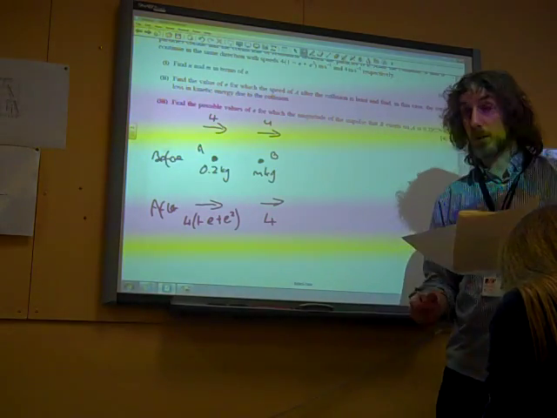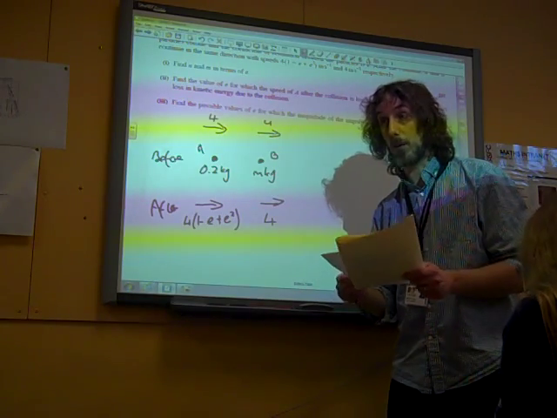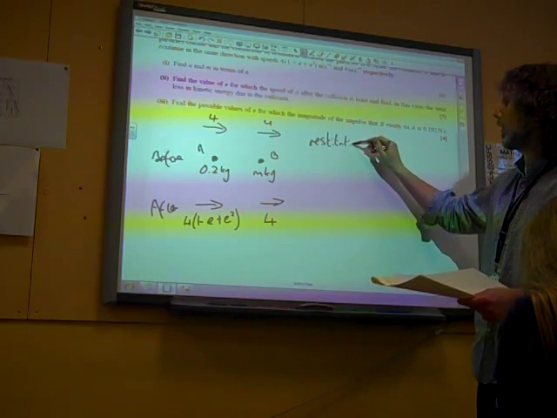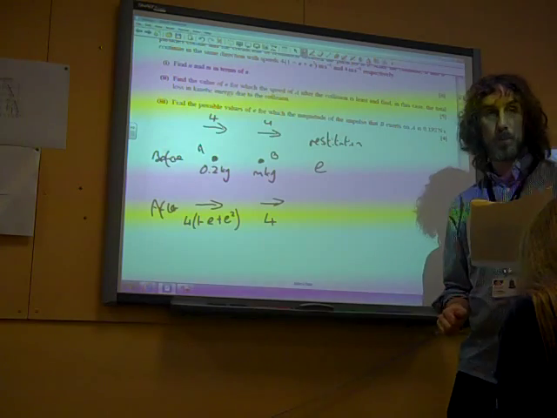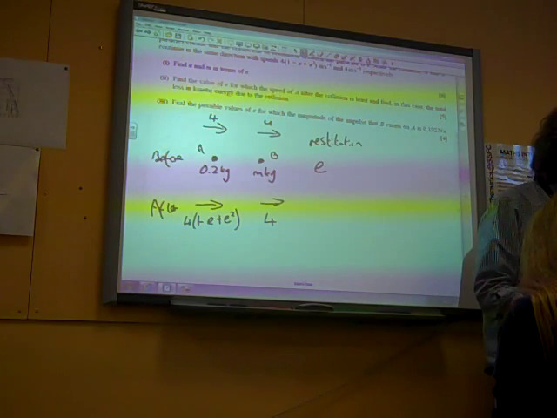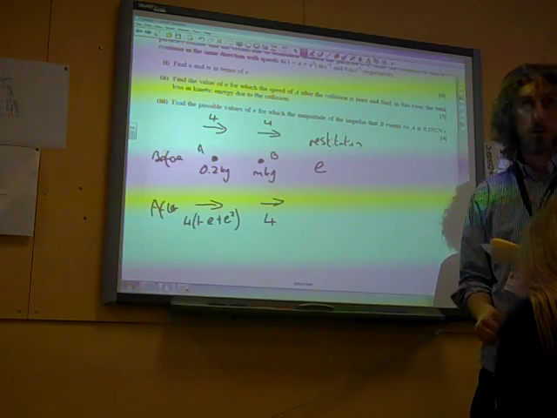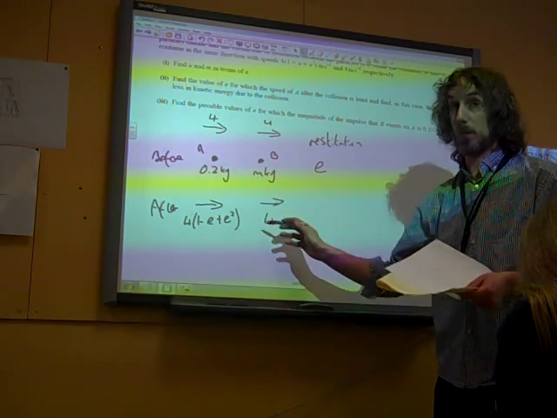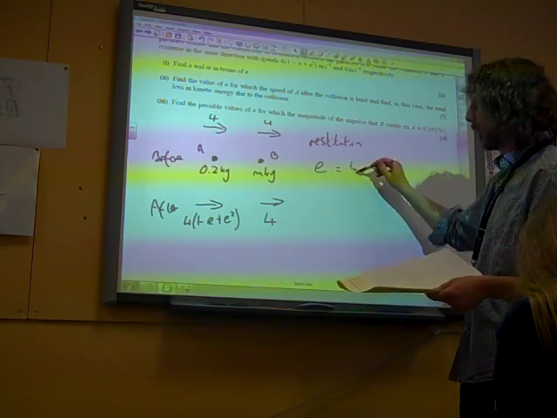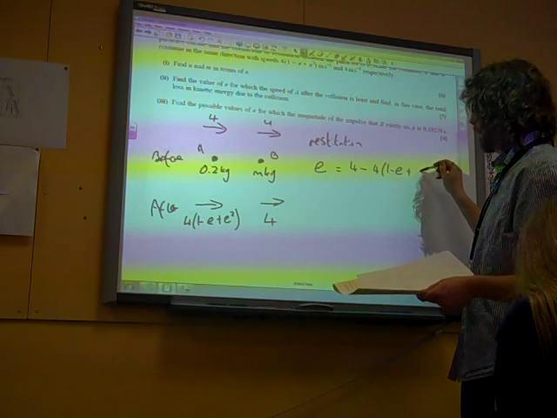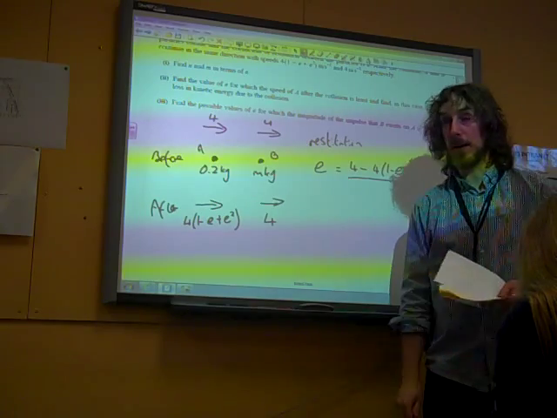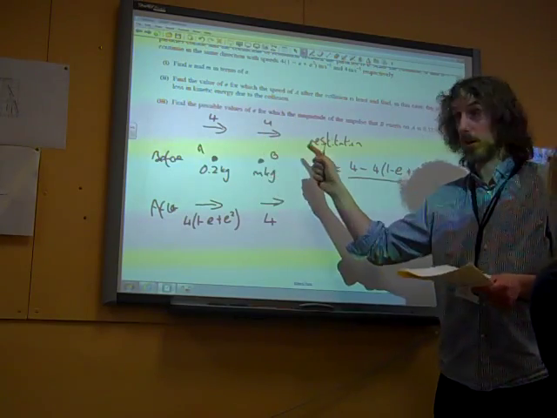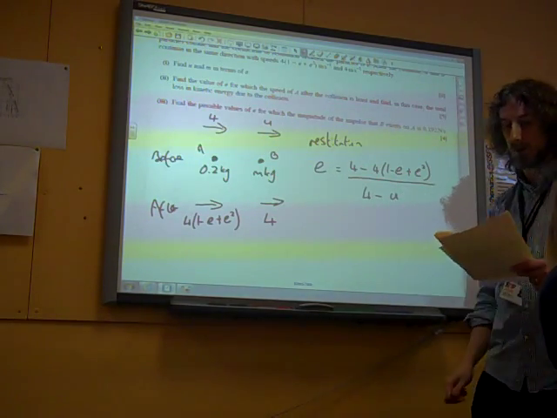So, this question is all about restitution. We've got e in there, we've got to do things in terms of e. So let's start with my restitution equation. e is the speed of separation divided by the speed of approach. So the speed of separation, that one must be bigger than that one, otherwise they wouldn't be separated. So it is 4 minus 4(1 - e + e²), divided by the speed of approach. That one must be bigger than that one, otherwise they wouldn't be approaching. So it's 4 minus u on the bottom.